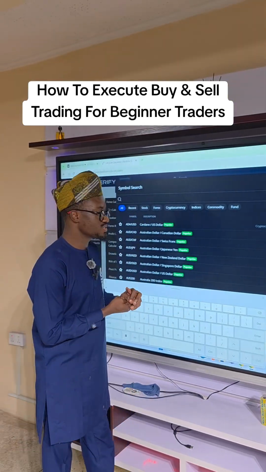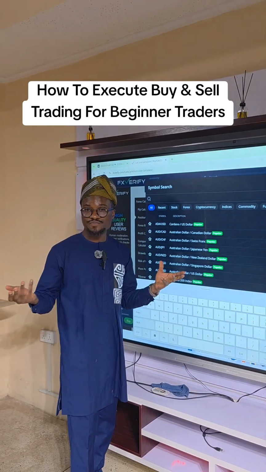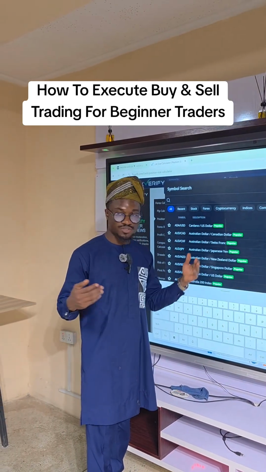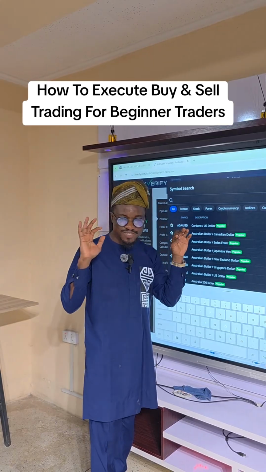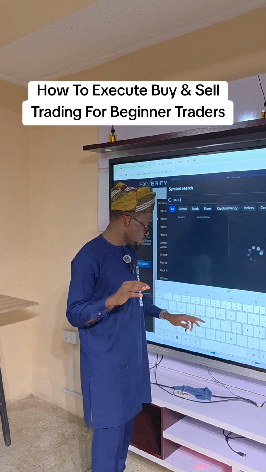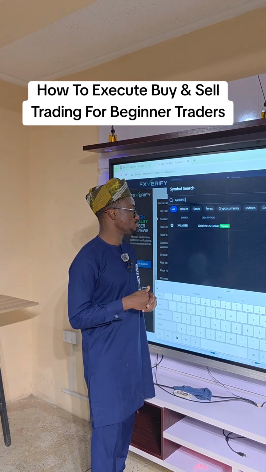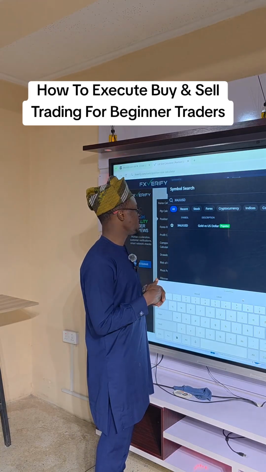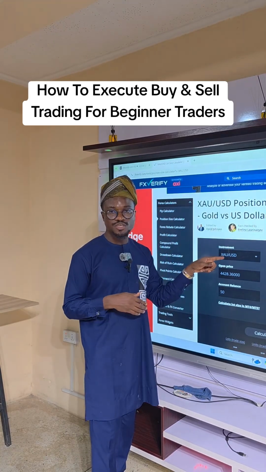So, as I was saying, let's say for instance you haven't traded gold and you want to search for it for the first time. XAU USD, that is the symbol. Or you search gold, you see it right there. You click it and then that is the instrument.